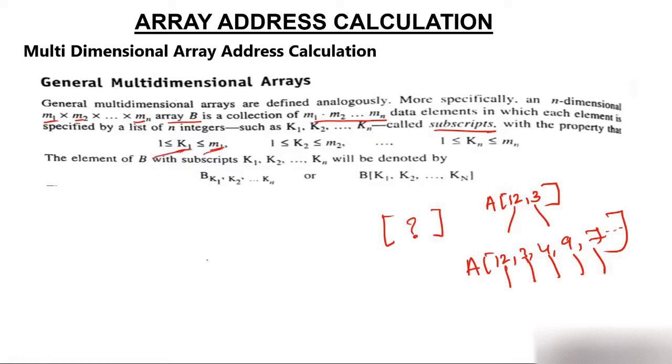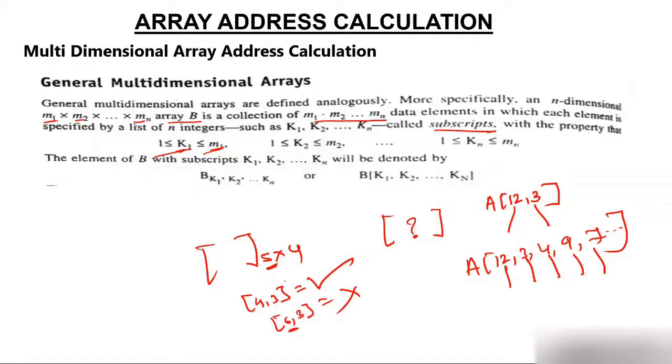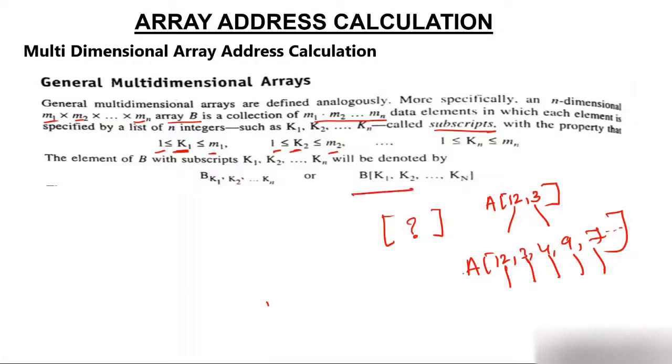This is very true. Suppose I have a matrix of 5x4 and I am calculating the address of 4x3. This is perfectly fine. But if I am calculating the address of 6x3, this is perfectly wrong, because this index should be less than this index. Similarly, if I am calculating k1, then k1 should be less than or equal to m1 but greater than or equal to 1. K2 should be less than or equal to m2 and at least 1. This is what m1, m2 are all about. And if you want to calculate the address, this is the way.